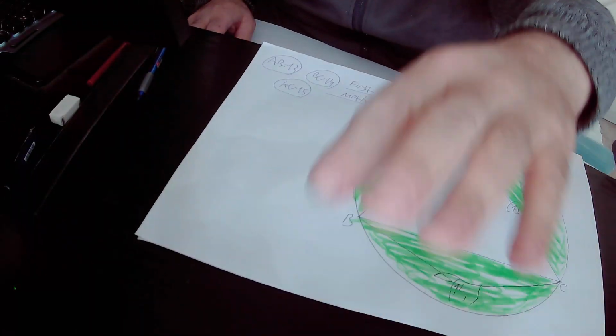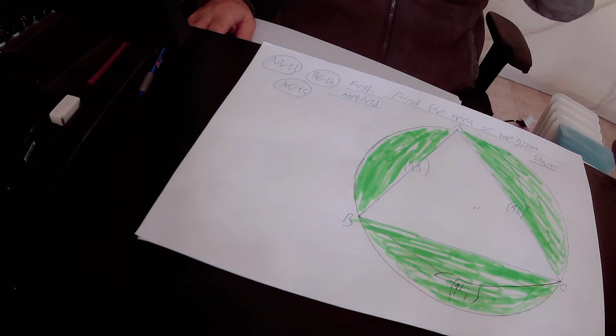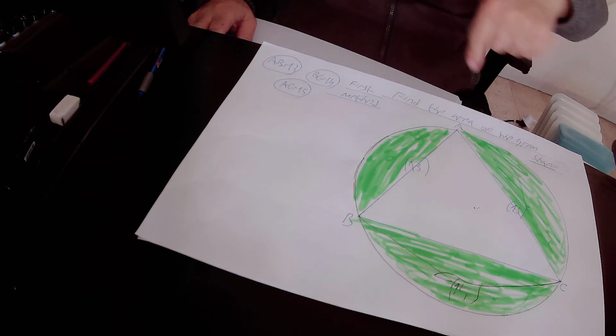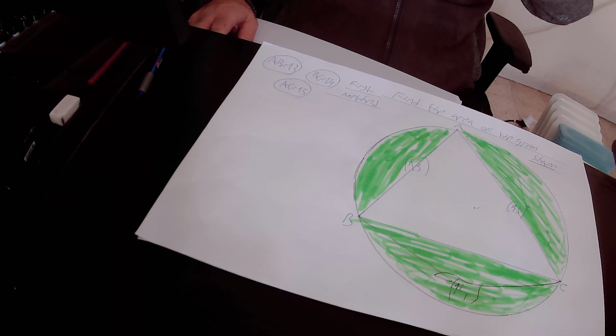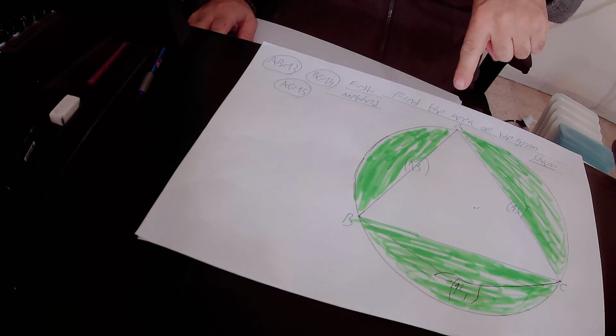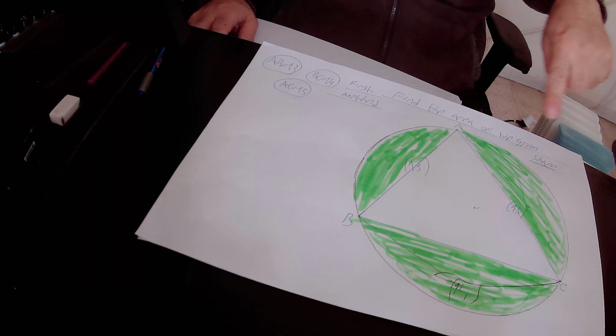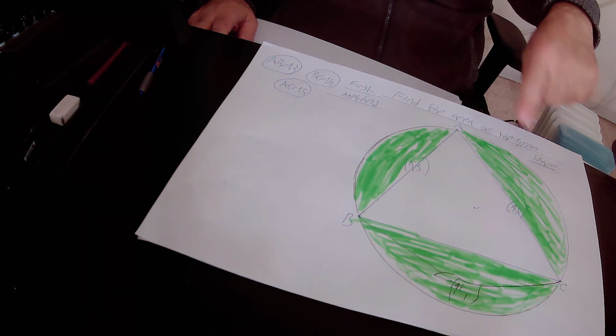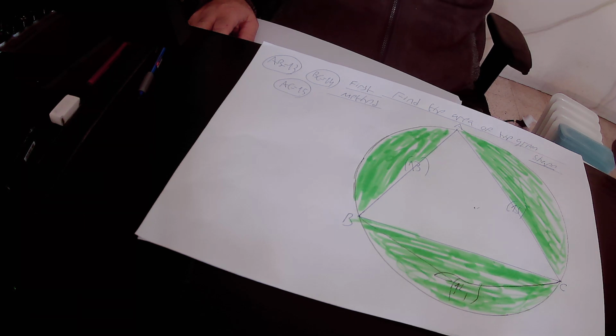Hello, in this lecture we'll find out the area of the green shape using two different methods. In the drawing we have a circle. Inside this circle we have triangle ABC. We also know that side AB of this triangle ABC equals 13 units in length, side BC equals 14 units in length, and side AC equals 15 units in length. Our mission is to find out the area of this green shape.